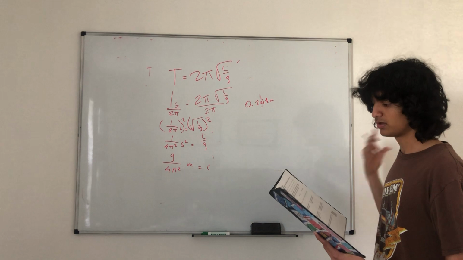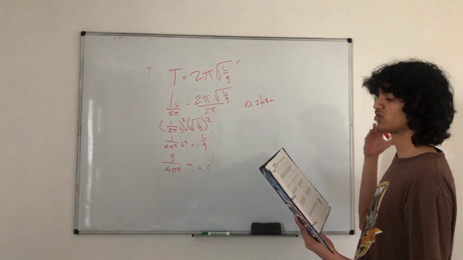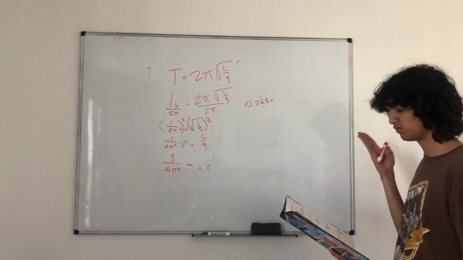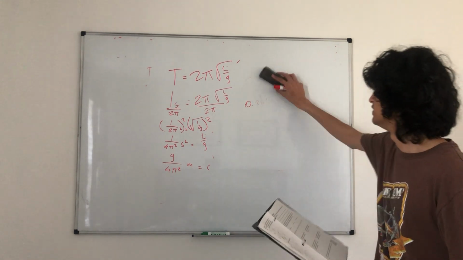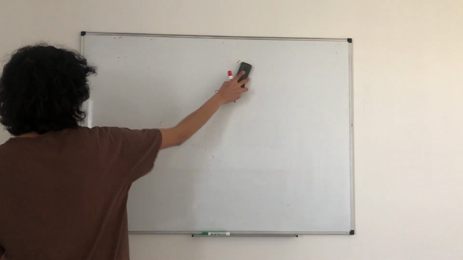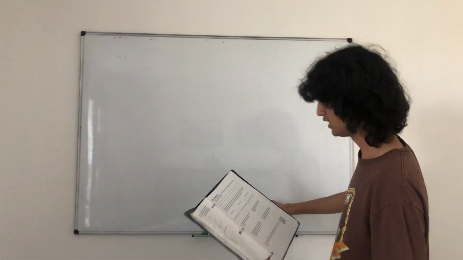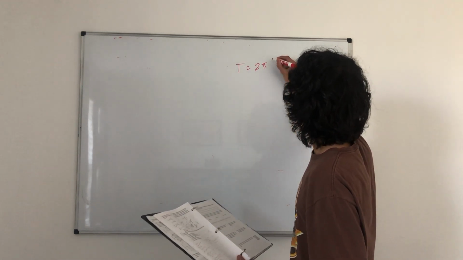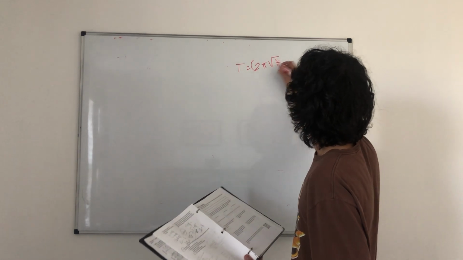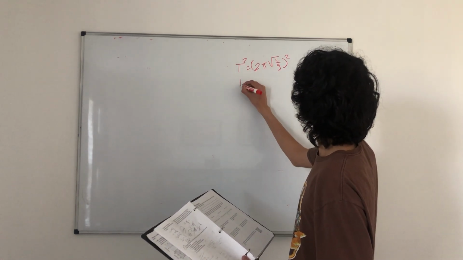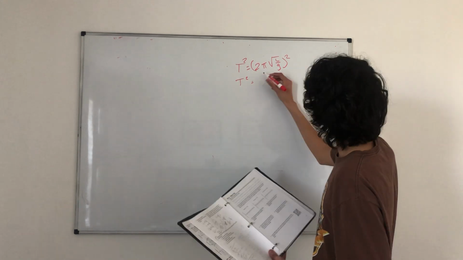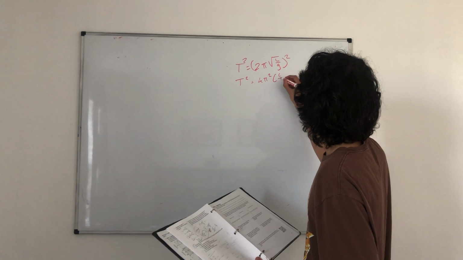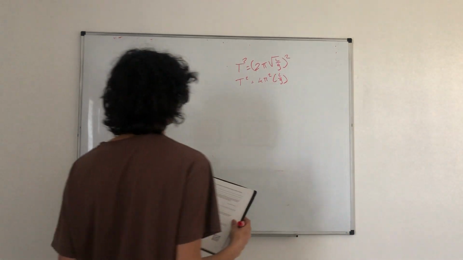Astronauts on a distant planet set up a pendulum of length L to try to figure out the gravitational field strength G. Derive an equation for G in terms of the length of the string L and the period of the pendulum T. Hopefully this isn't too bad. It's really just deriving. T equals 2 pi square root L over G. I'm just going to get rid of the square root so I don't have to worry about it. T squared equals 4 pi squared L over G. And then we're solving for G.